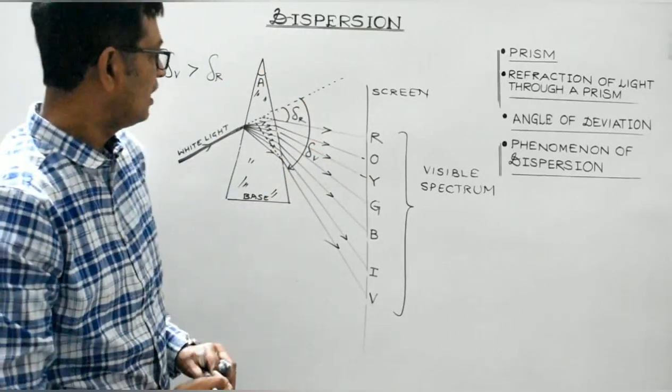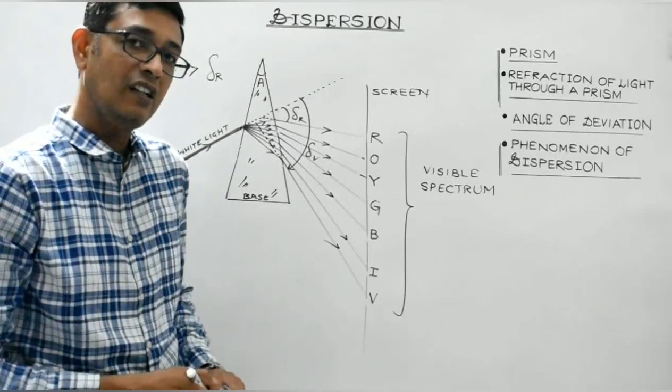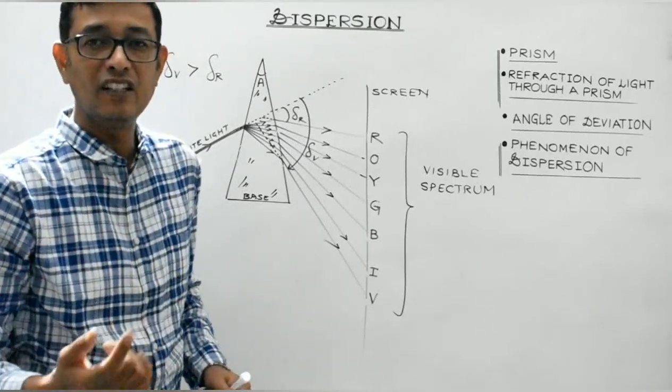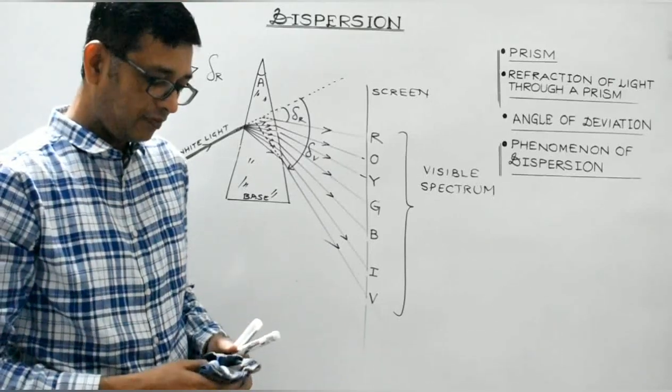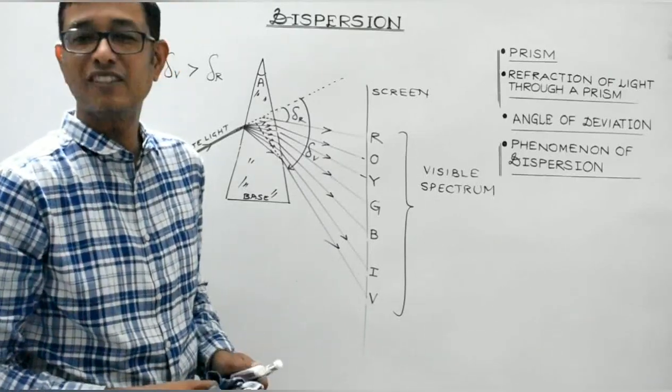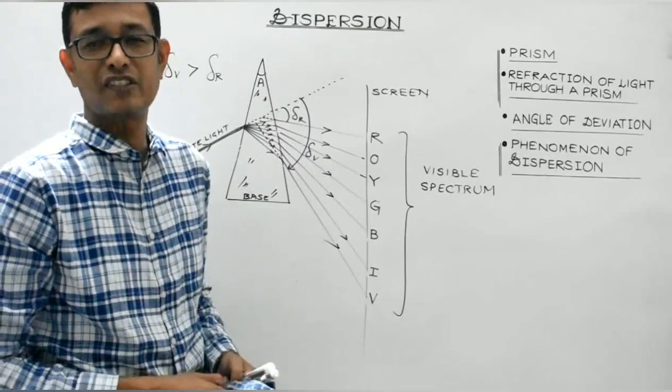Delta V and delta R are the deviations suffered by the violet color and the red color respectively. So students, I hope you have enjoyed this session. You have understood this very, very interesting concept.